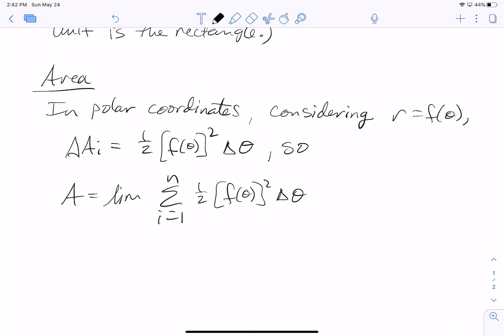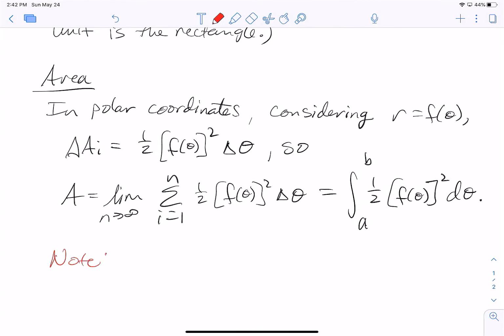We're going to take a limit as n approaches infinity. And that result is, of course, going to be an integral from a to b of 1/2 f of theta squared d theta. It's very important to note that in polar coordinates, area is not equal to an integral from a to b of simply f of theta d theta. That works for rectangular coordinates, but not polar coordinates.